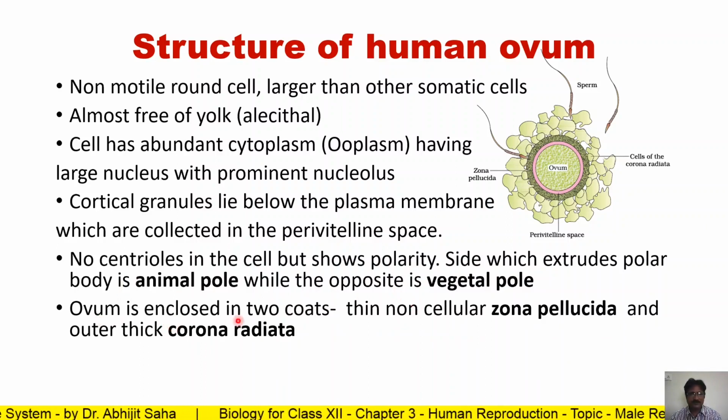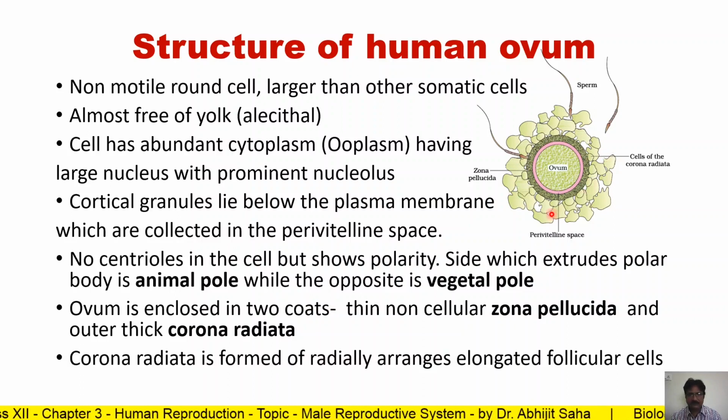Each ovum is enclosed in two coats. One is thin, non-cellular, called the zona pellucida, and the outer is the thick corona radiata. Now, the corona radiata is actually formed of follicular cells.